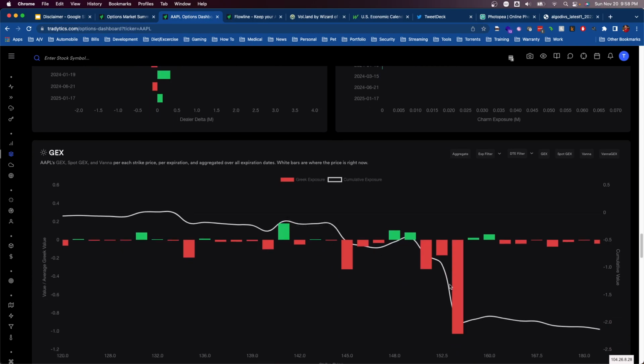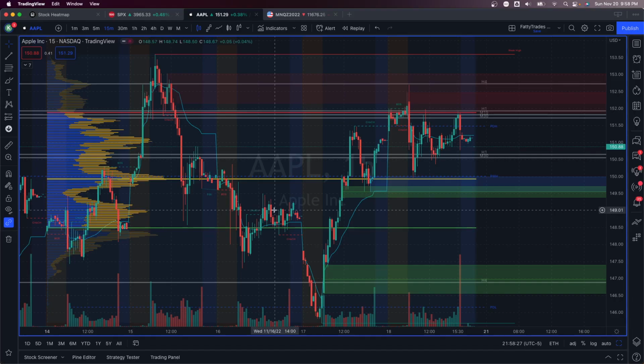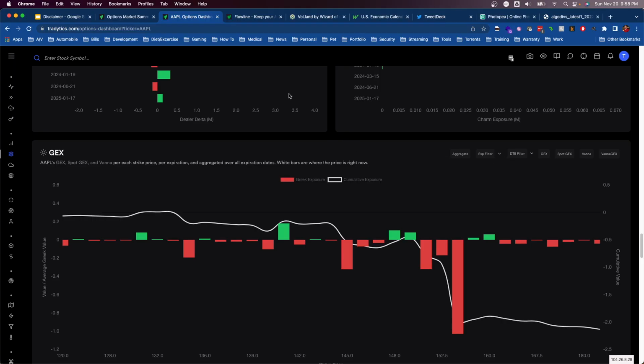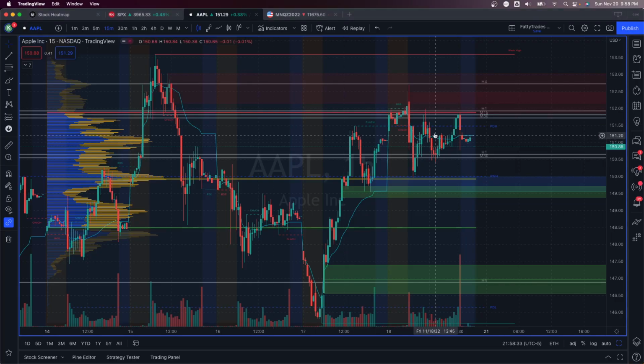Of course, we can see gamma exposure at certain levels. Now we can see that Apple did close at 150.88. So what I'm going to do here is, we have this big order block up here on Apple. This is the 15-minute chart. And we had this big move down, this change of character was caused here, and then that's what kicked off the downtrend.